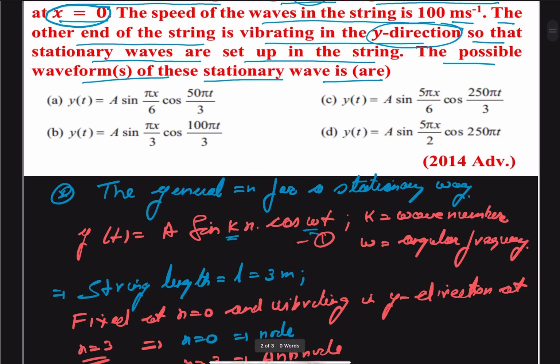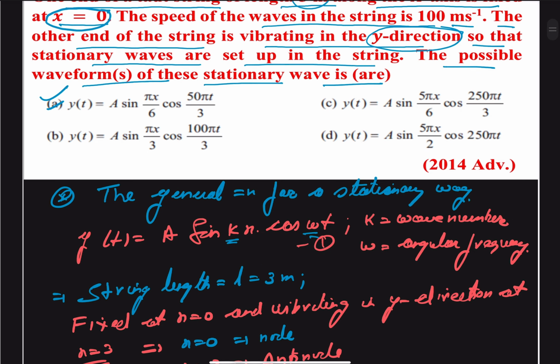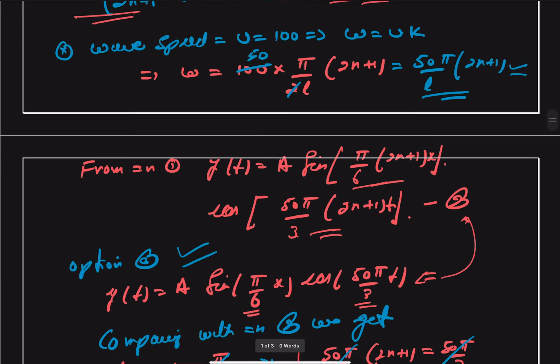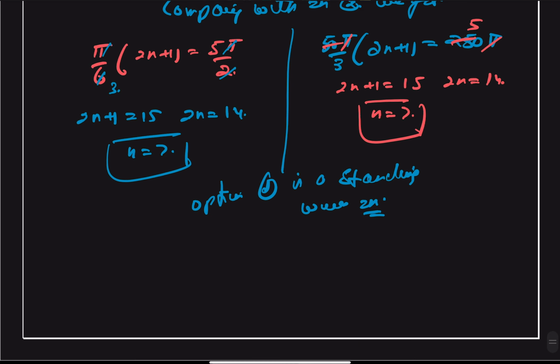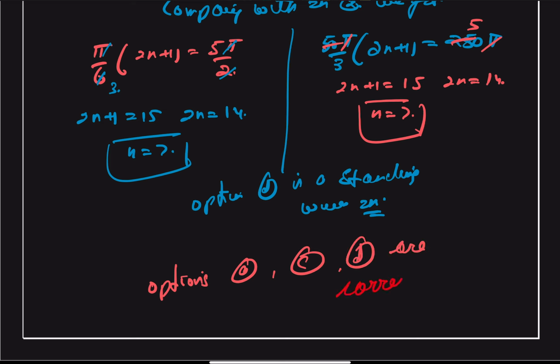So option A, option C, as well as option D are correct. Option B is incorrect. So you can say A, C, D are the correct options. So this completes the question. Thank you.